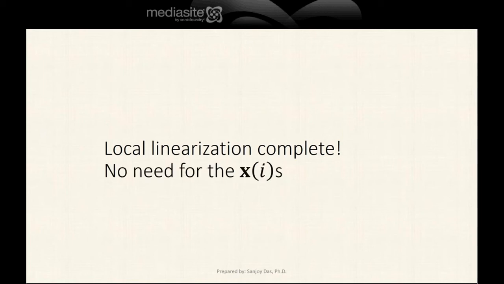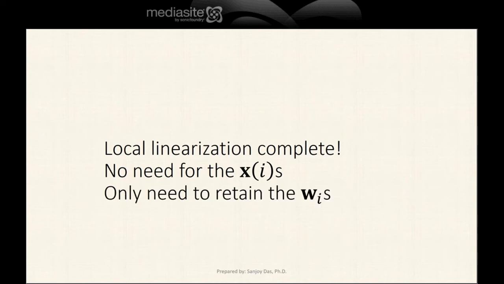So at this point, we have the weights, and we don't really need any xi at this point. We already have the weights, and that's all that we need. And so this is what we will retain. Of course, xi's are inputs, so it's just that we don't have any need for them anymore.